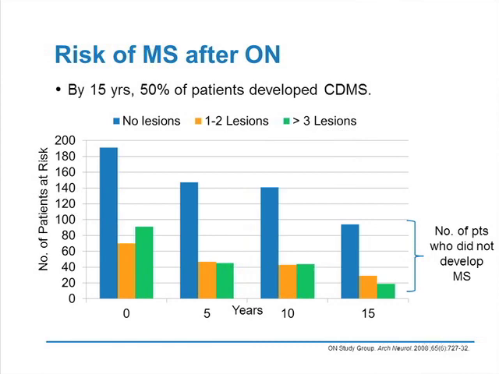And you'll see that the curves start to separate very early on, within the first couple of years. And within 5 years after randomization, many of the patients who are eventually going to develop MS have already developed it.